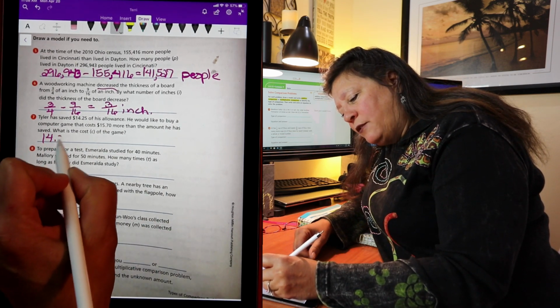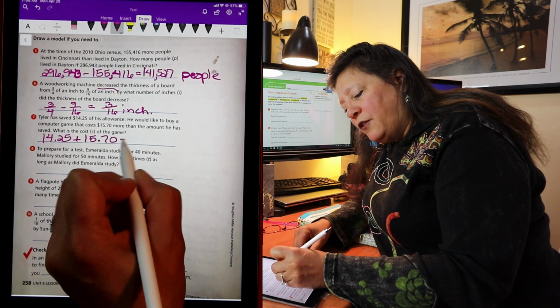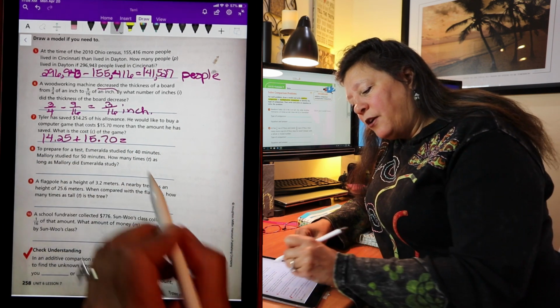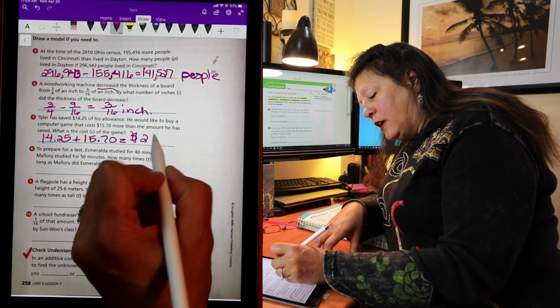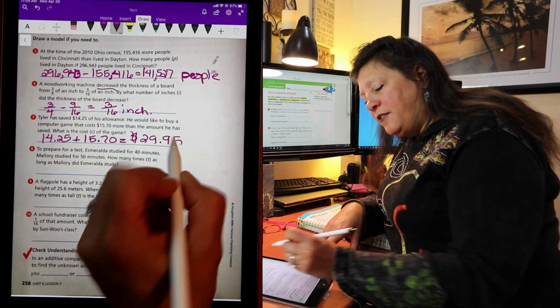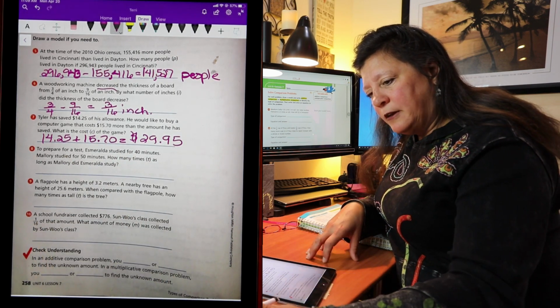Well, he saved $14.25 and it costs $15.70 more. So you're going to add those two together to find out how much it costs. And you should get $29.95. Don't forget to line up your decimals and carry when you're adding.